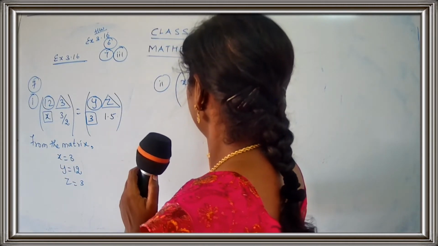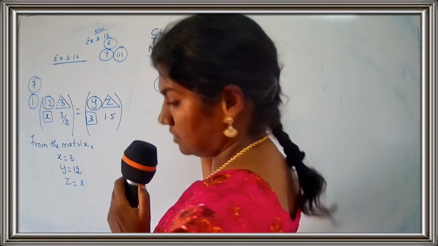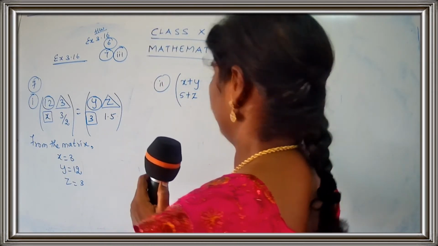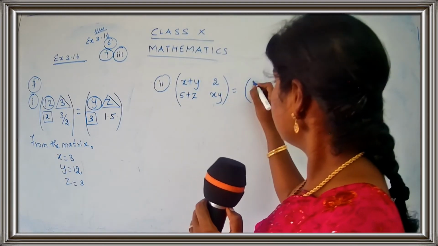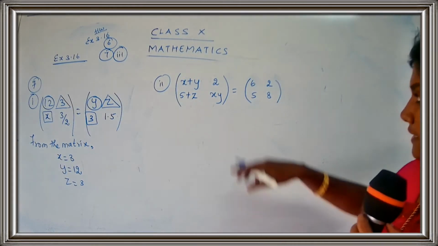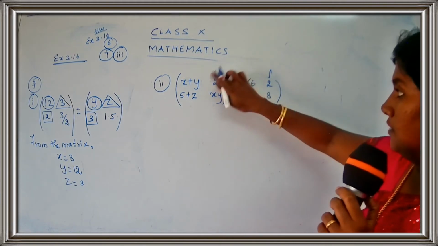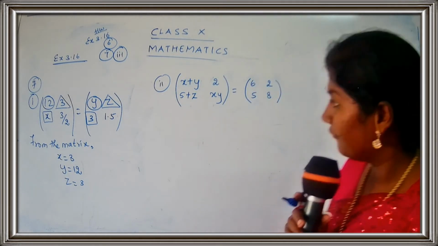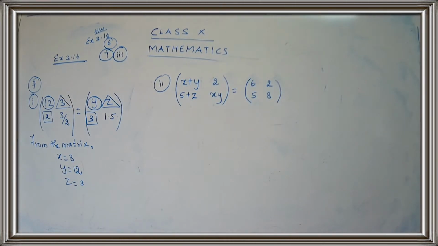x plus y, 2, 5 plus z, xy. This is equal to 6, 2, 5, 8. See here, 2, 2 are equal, yes children? The corresponding elements are equal, yes? Okay. So x plus y, 2, 5 plus z, xy, equals 6, 2, 5, 8. Okay, let's go with the working here.